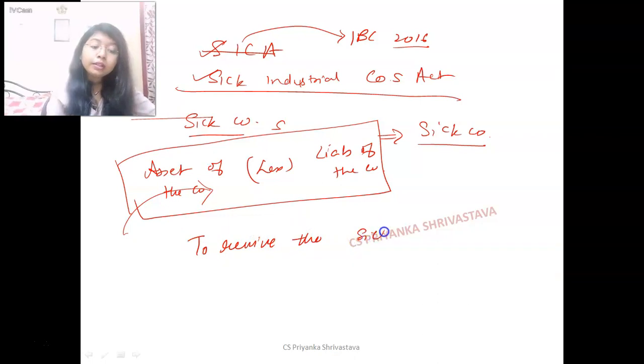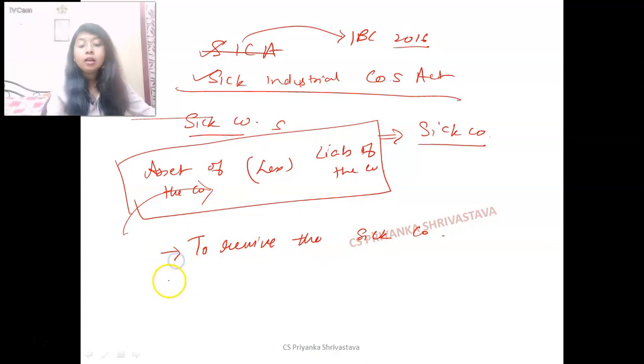So earlier, a plan was made under this SICA, where with that particular plan we could do the resolution of the company.